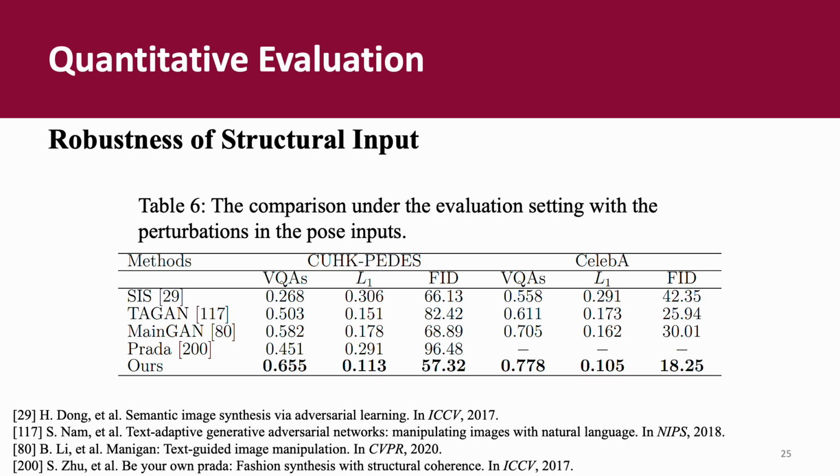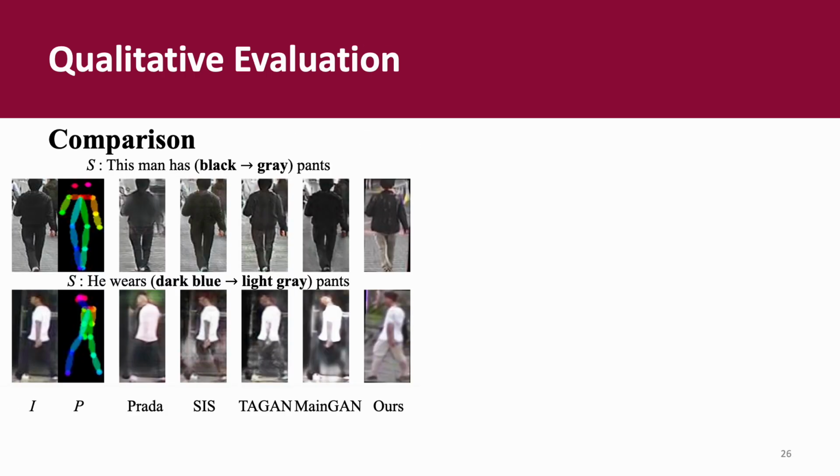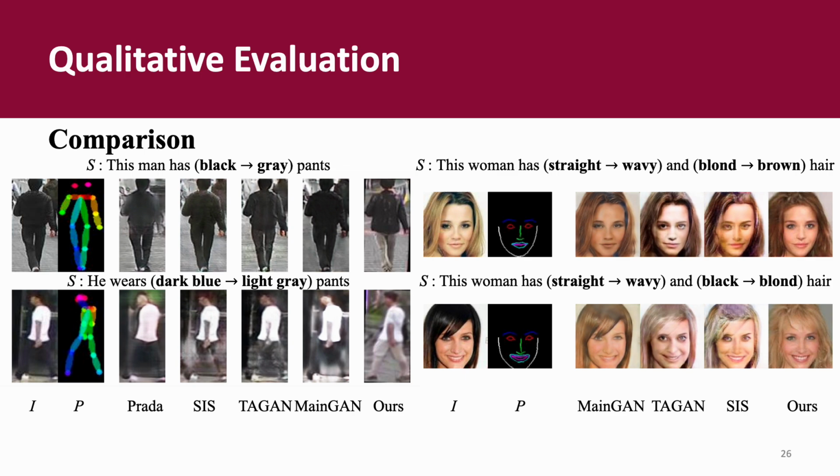We also evaluate our framework's performance with more inaccurate structural inputs by adding perturbations to the coordinates of key points in the pose during evaluation. Our method still gave better results over baselines with the perturbations in the pose, showing the robustness of our method. Visual comparisons of the used baselines and our method on CUHK-PDS and Celeb are given here.